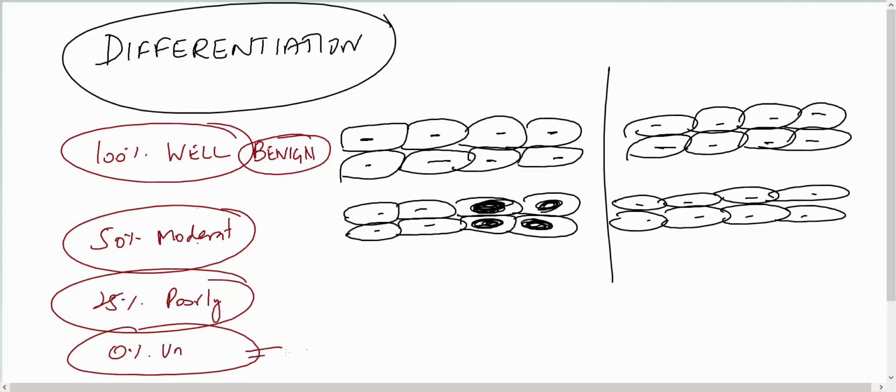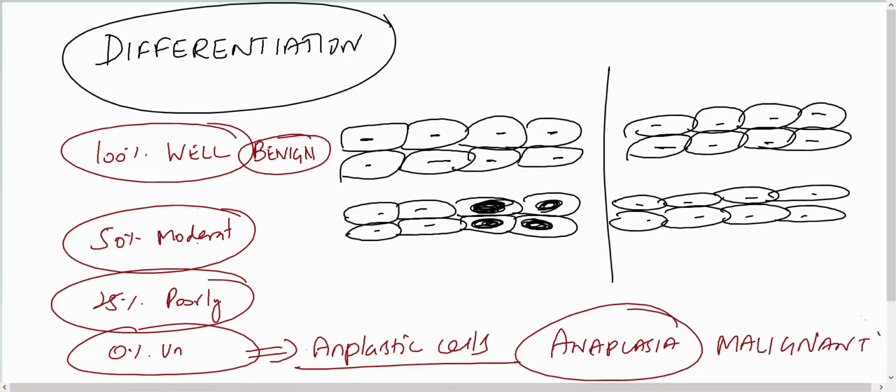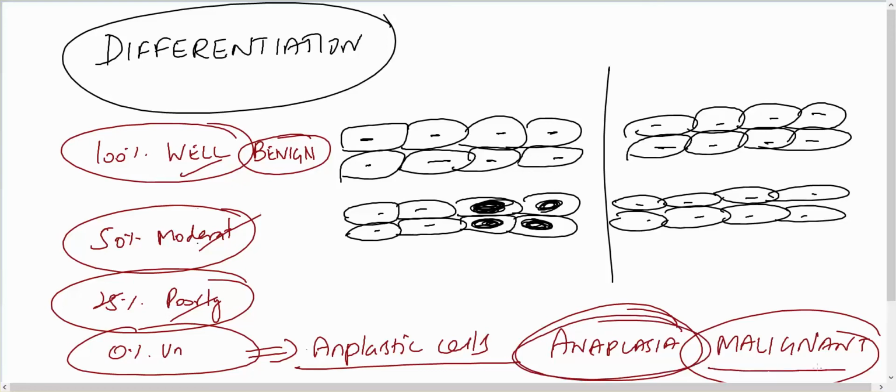So undifferentiated tumors are called anaplasia. Undifferentiated cells are called anaplastic cells. Anaplasia means undifferentiation. So anaplastic tumors are malignant tumors, but remember, malignant tumors may be well differentiated or moderately or poorly differentiated, but once they become anaplastic, most commonly they are highly malignant tumors.